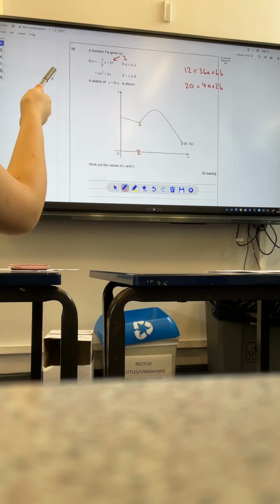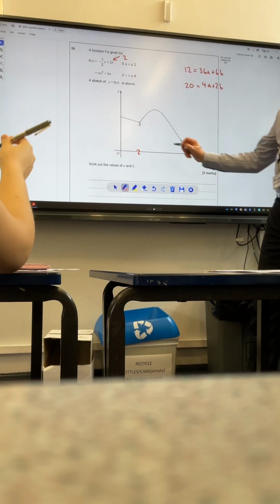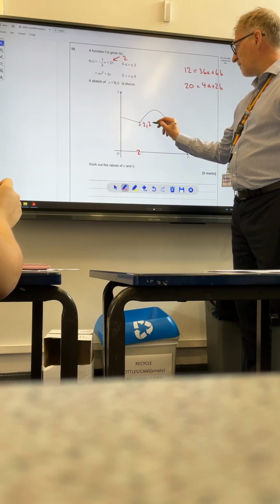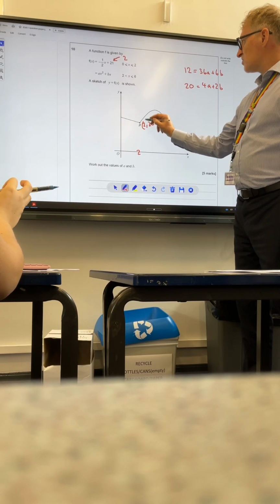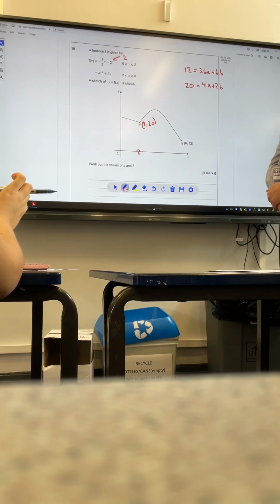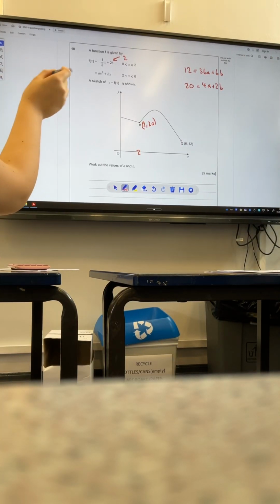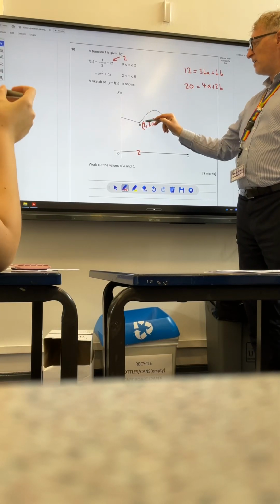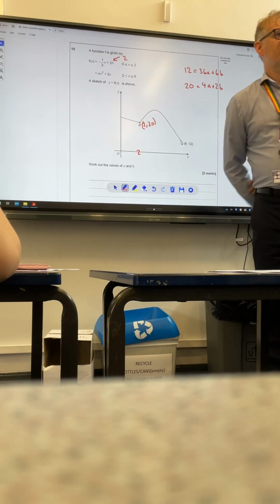Wait, what's the second equation? 20 equals 4a plus 2b. So we put 2, we now know that point is (2, 20), don't we? Yeah. So put x is 2 in there, and it's got to equal 20. Oh, because it's part of the same line. Yeah, so it's part of the quadratic, and it's part of the straight line. Oh, I see. Yeah, thank you.